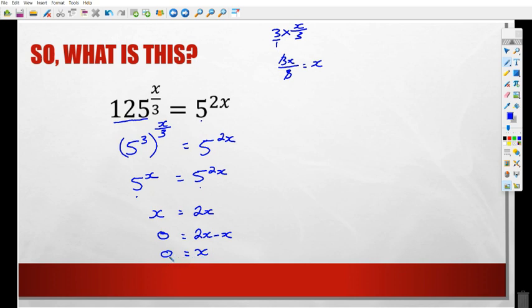Now let's see if we're right. So if I take 0 and I put it in here, what is 0 over 3? 0. Anything to the power of 0 except for 0 is 1. And then we've got 5 to the power of 2 times 0, which is 0. 5 to the 0 is 1. Both left hand side and right hand side are equal to each other, so I know that I am right.